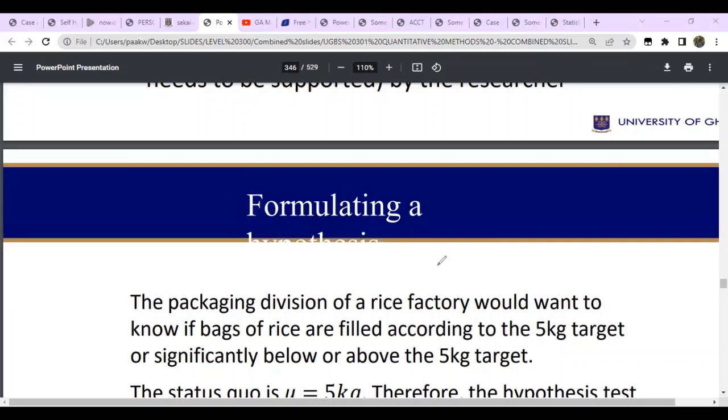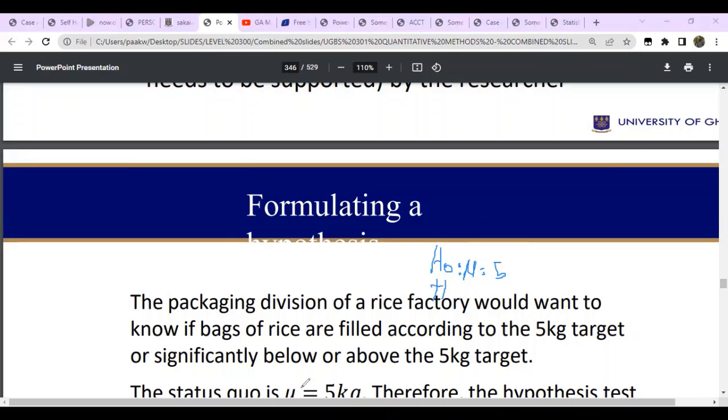mu of a population. So H0 will be written as mu. It's always talking about the population. Mu, and they are saying that the target is 5 kg. So it's equal to 5 kg. So it's equal to 5. And what will be your HA? We said your HA challenges your H0.